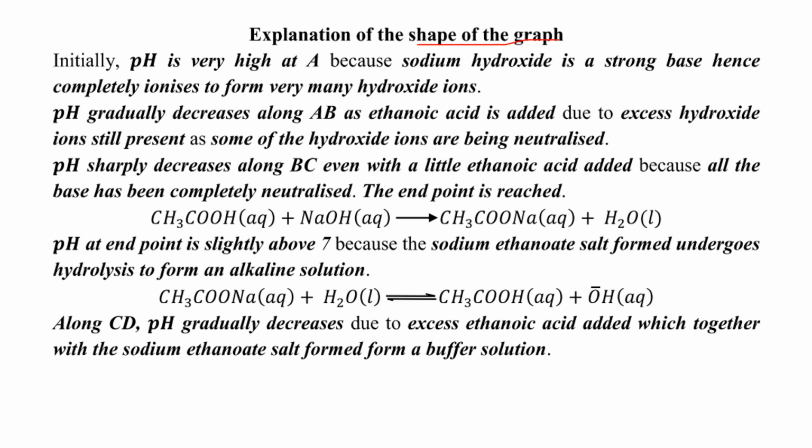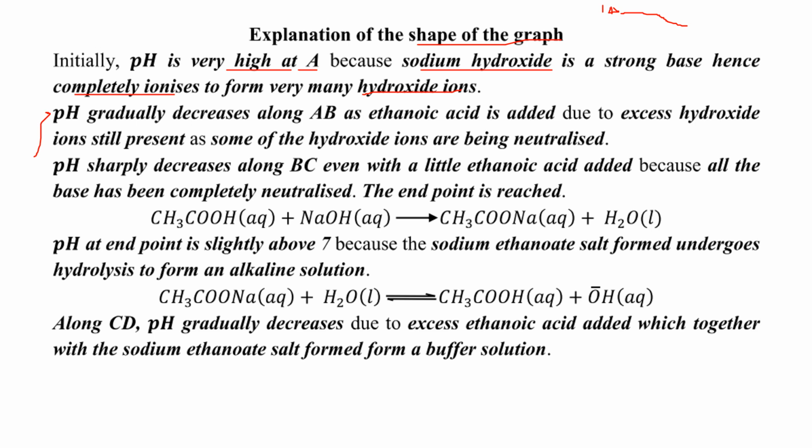Explanation of the shape of the graph: I say that it's going to be the same explanation, but we have altered the structure, the shape of what we are adding. So initially, our pH is very high at A because the sodium hydroxide is a strong base, and being a strong base, it undergoes what we call full or complete ionization, forming very many hydroxide ions in solution. The hydroxide ions formed in solution are the ones responsible for hiking the pH to be near or close to 14, as we saw in our graph.